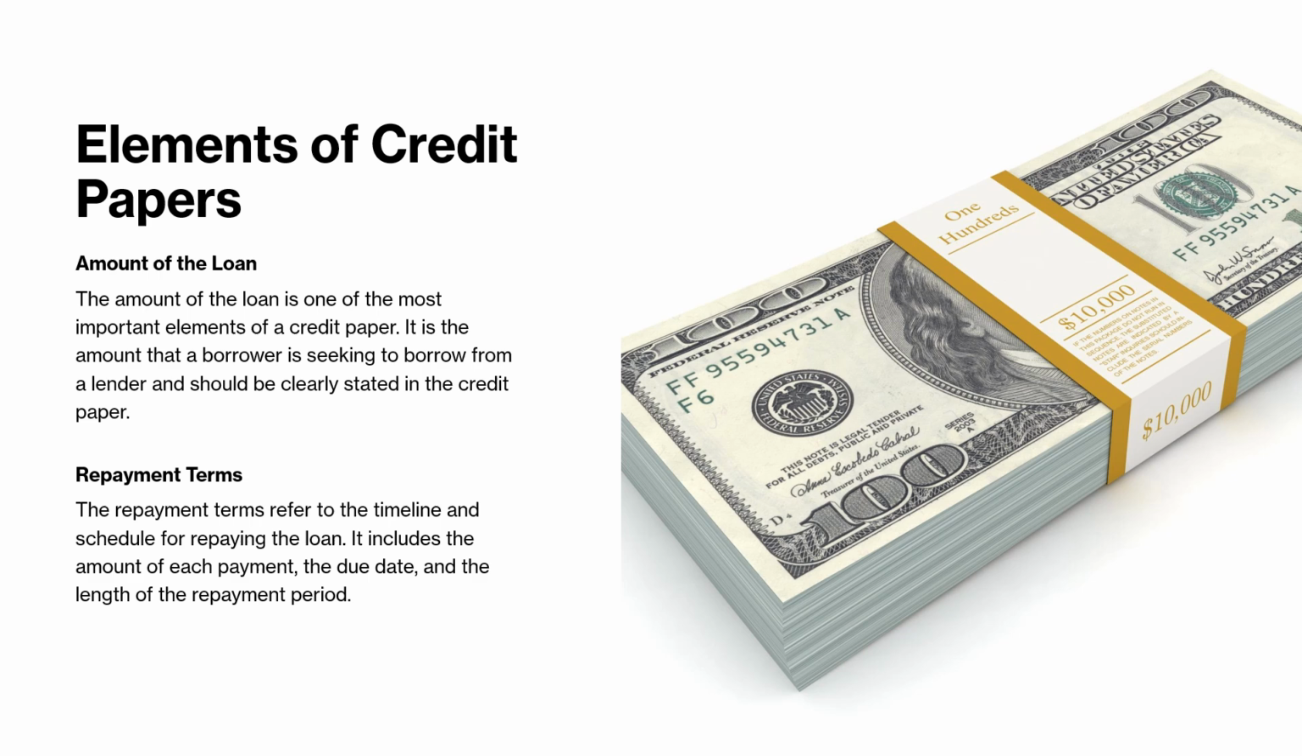Elements of credit papers. Amount of the loan. The amount of the loan is one of the most important elements of a credit paper. It is the amount the borrower is seeking to borrow from a lender and should be clearly stated in the credit paper. Repayment terms. The repayment terms refer to the timeline and schedule for repaying the loan. It includes the amount of each payment, the due date, and the length of the repayment period.